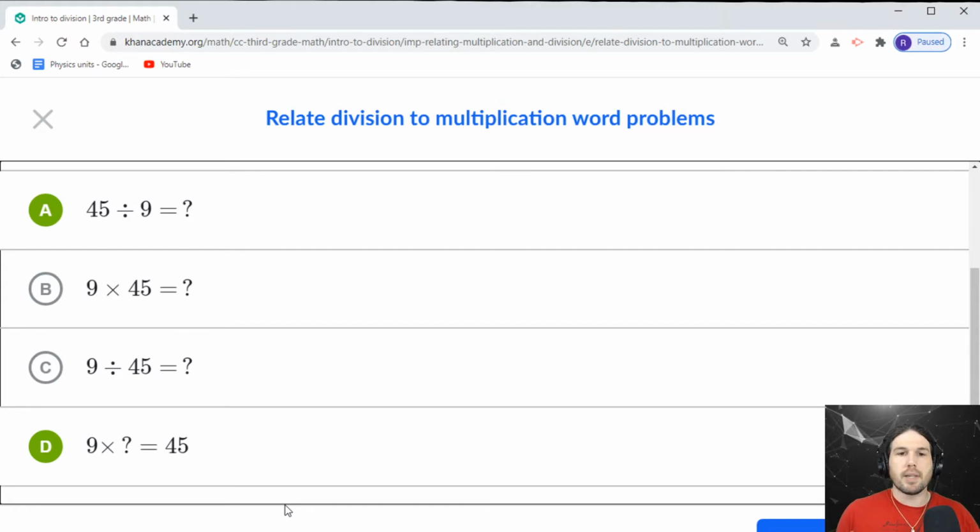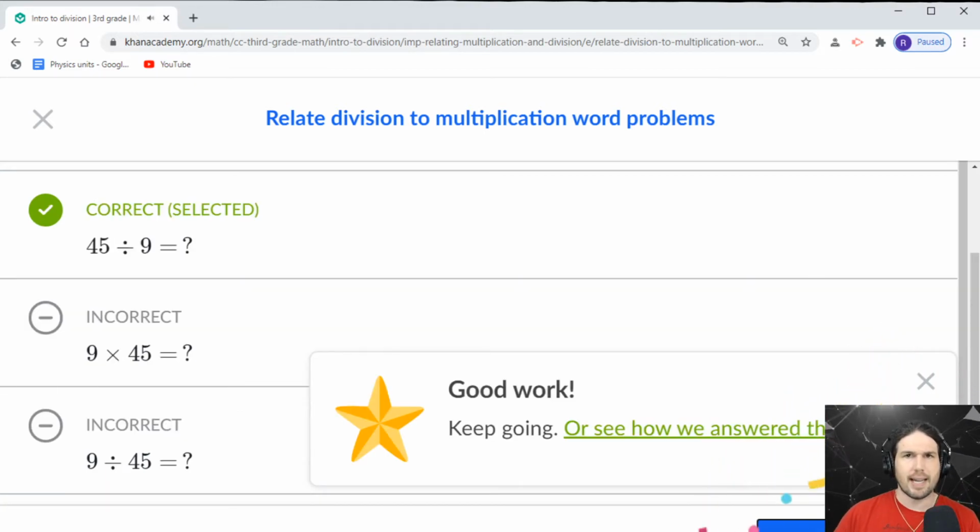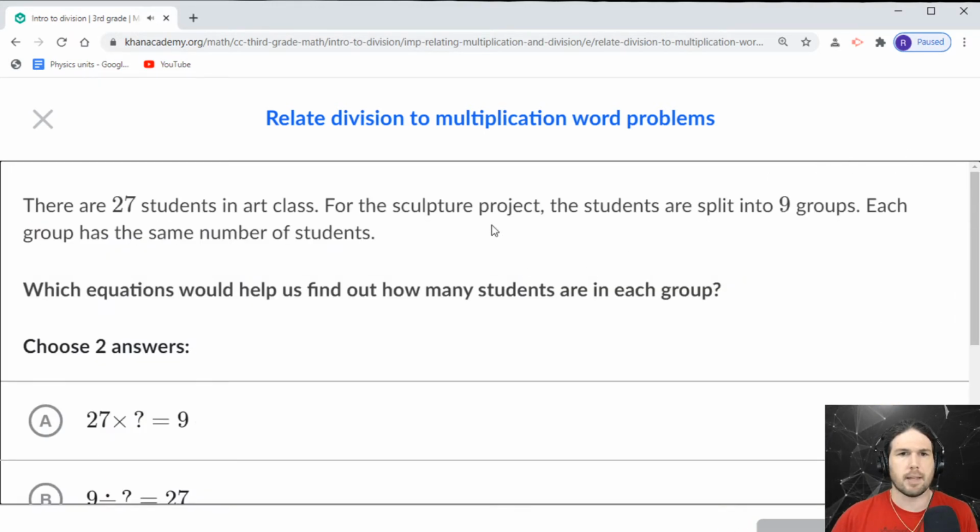But if you take a moment to think about it, same deal with C. 9 divided by 45 is going to be a decimal. It's going to be a really teeny tiny decimal. We're going to talk about fractions later on today. But check to make sure your answers make sense before hitting that next button.